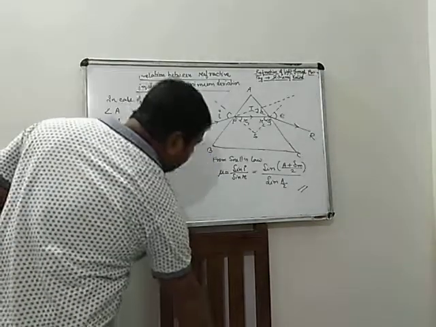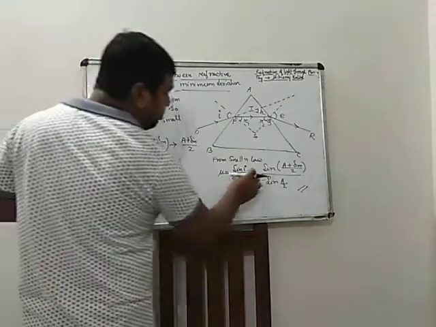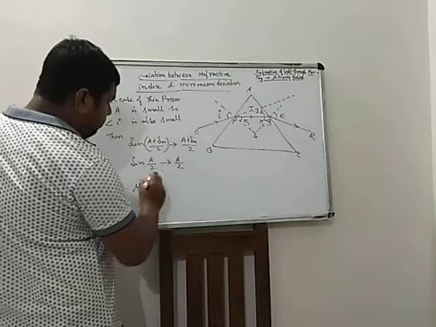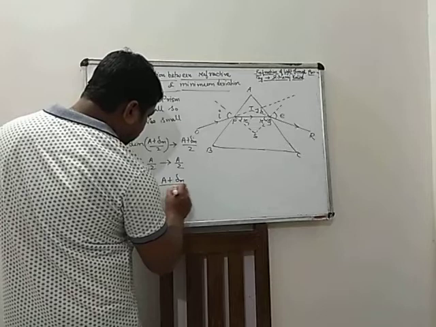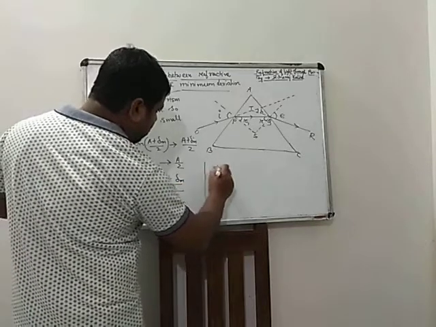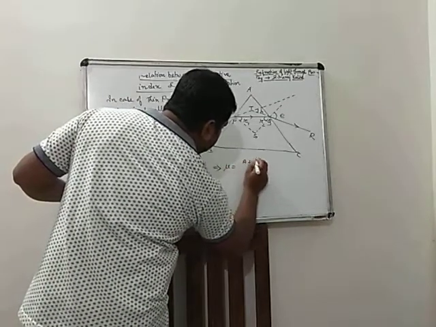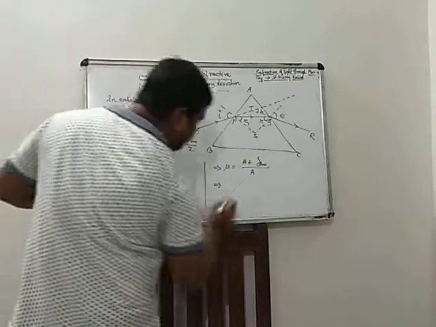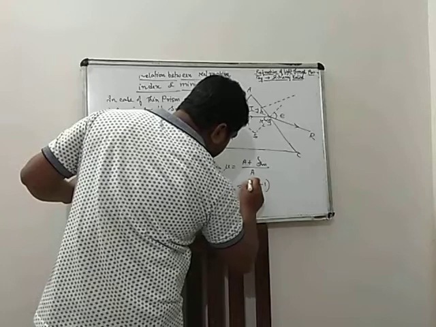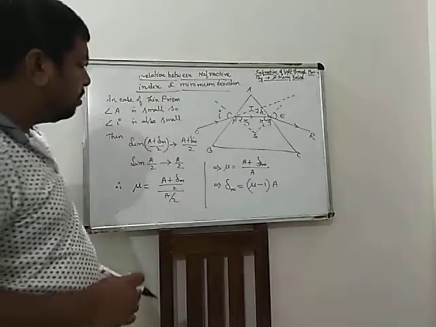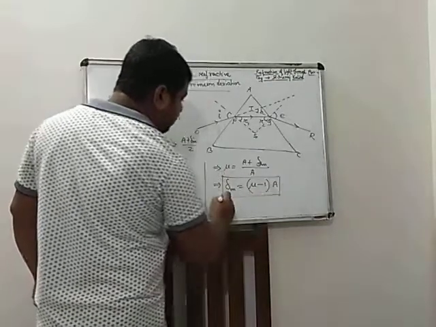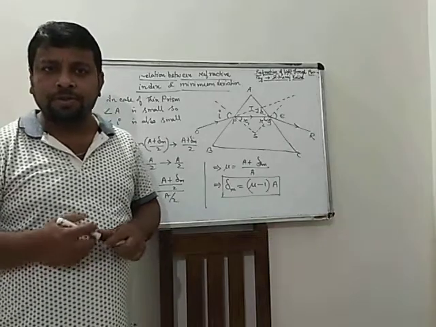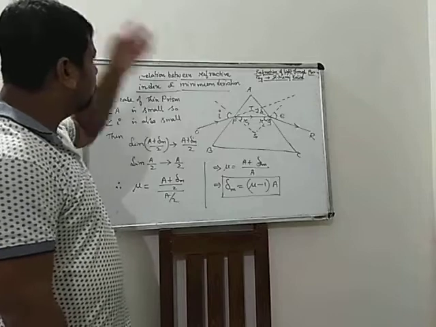If we apply this here, therefore mu equal to A plus delta m by 2 divided by A by 2, so mu equal to A plus delta m divided by A. So delta m equal to mu minus 1 into A. So this is one of the relations between deviation angle, refractive index and prism angle in case of thin prism. Okay, so this is the refraction through prism.